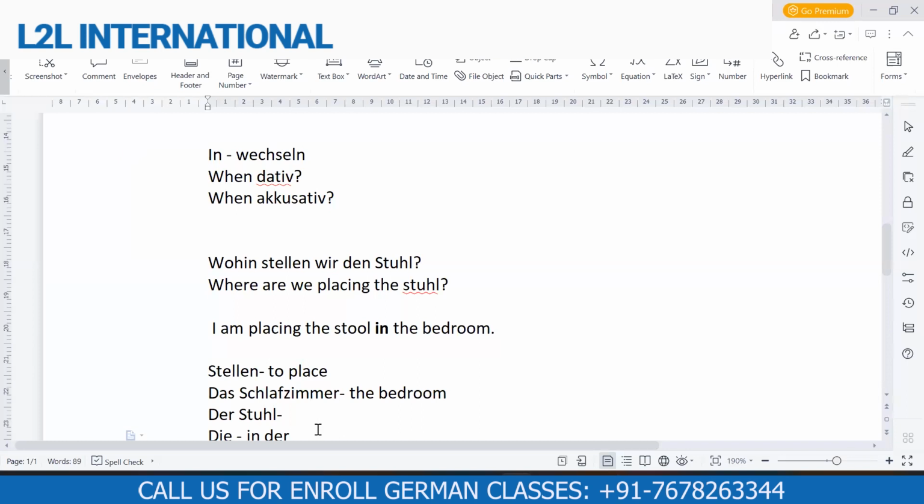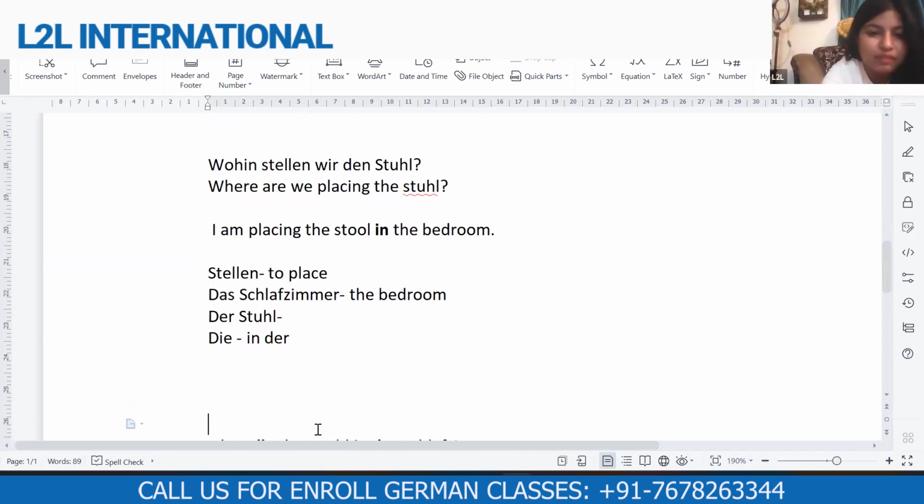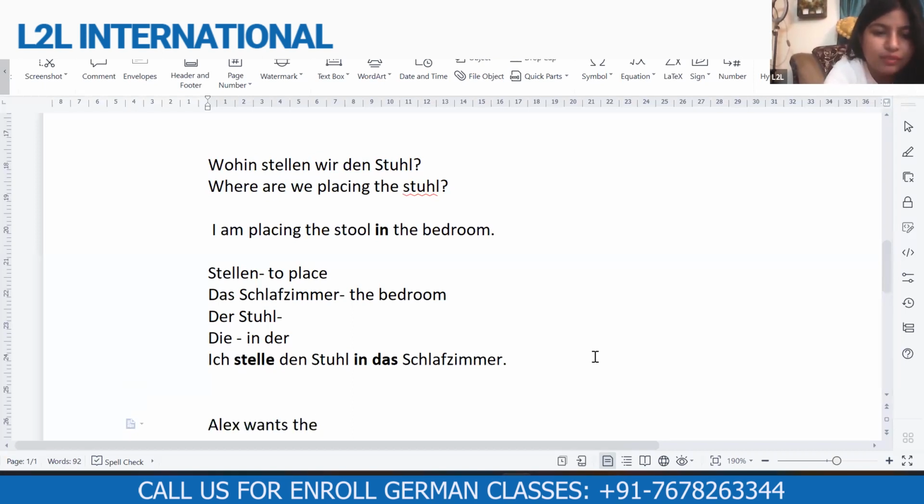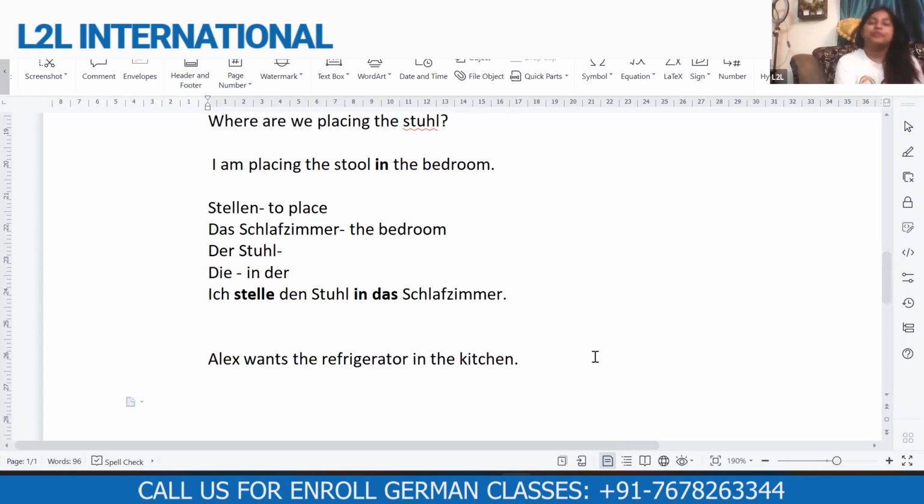Yes, ma'am. So I'm giving you sentences. Please help me with the placement in German. So I want to say Alex wants the refrigerator in the kitchen. Who can help me with the German translation for this? You have to make it with will, or you can simply make it with stellen. Alex stellt, third form.